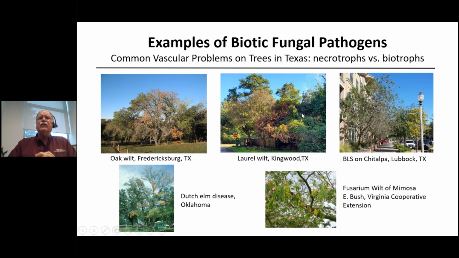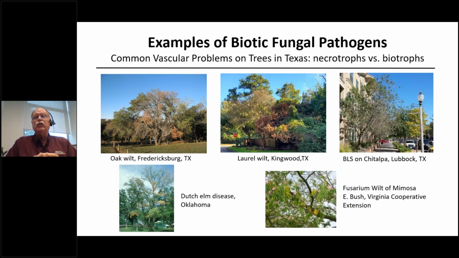Laurel wilt, not so much. I would call it a pure necrotroph. Bacterial leaf scorch, again, starts edging towards a biotrophic type organism. It's extremely difficult to grow in the absence of the living host. So therefore, I would probably tend to push it towards a biotroph, even though most bacteria are necrotrophic. Dutch elm disease right here, very easy to culture in the laboratory, and we consider it to be a really good necrotroph. We've got another vascular wilt in Texas that we don't talk about a whole lot, Fusarium wilt of mimosa.